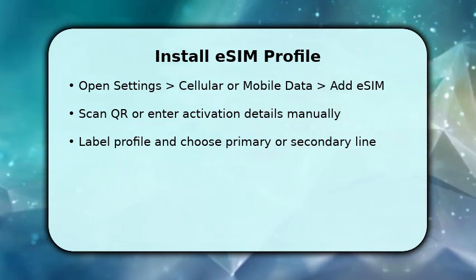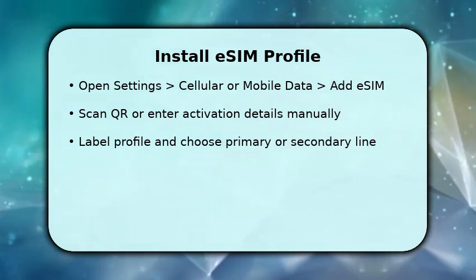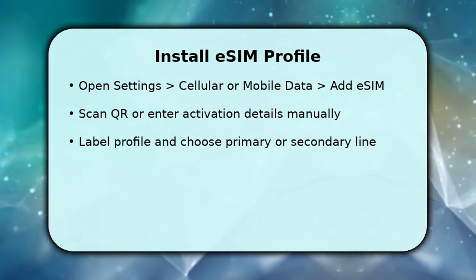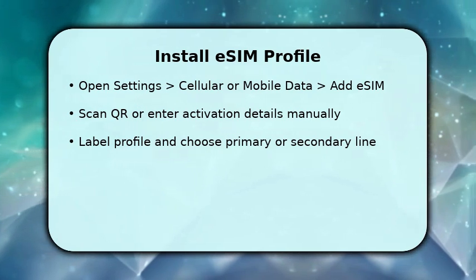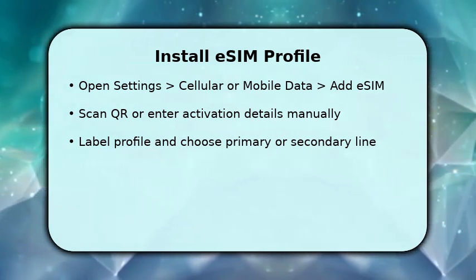Once installed, label the new profile and set whether it's primary for calls/data or secondary for roaming. Then restart your phone or toggle airplane mode to let the network register. You finish by verifying connectivity.